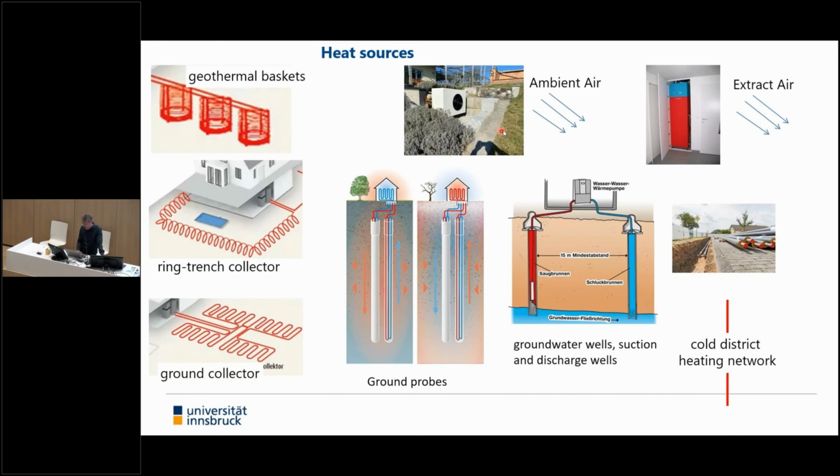Or you just use the ambient air or groundwater wells. That's what you used in your building. You can also use extract air from your ventilation system. Or maybe you have good luck that in your district, a cold district heating network is available. Then you can directly connect your heat pump to this kind of heat source.